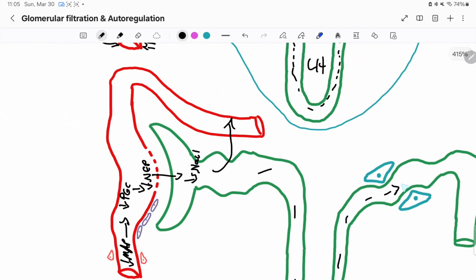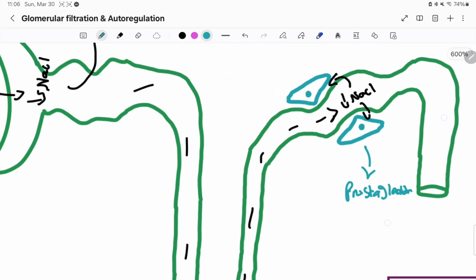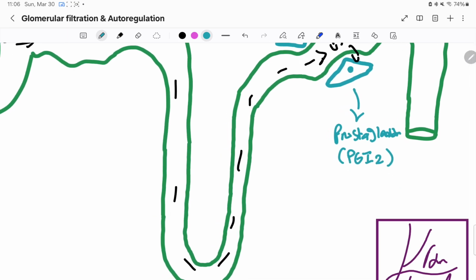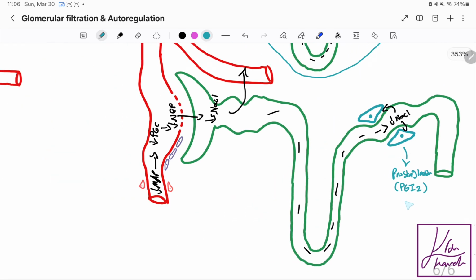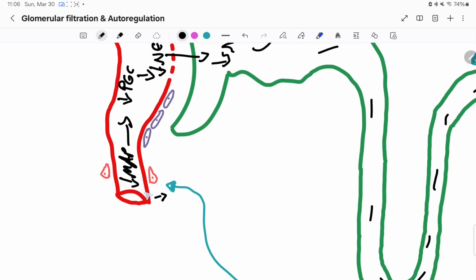cells. And because very low levels of sodium chloride are actually reaching these macula densa cells, they are going to release what? They're going to release molecules such as prostaglandins and nitric oxide if you want. The specific type of prostaglandin is going to be PGI2, or prostacyclin. That's another name for it. But that prostaglandin and the nitric oxide that they release will come all the way over here, and it'll tell the smooth muscle cells here to, hey guys, go ahead and vasodilate for me. Go ahead and relax.